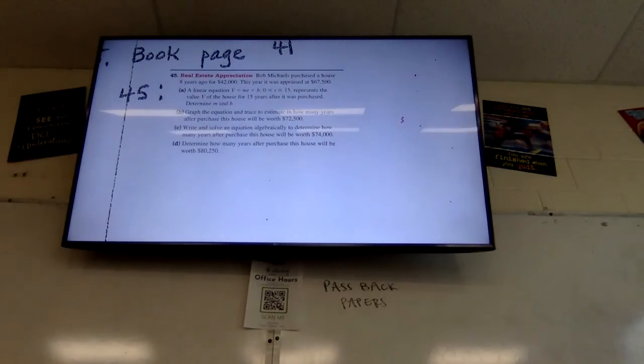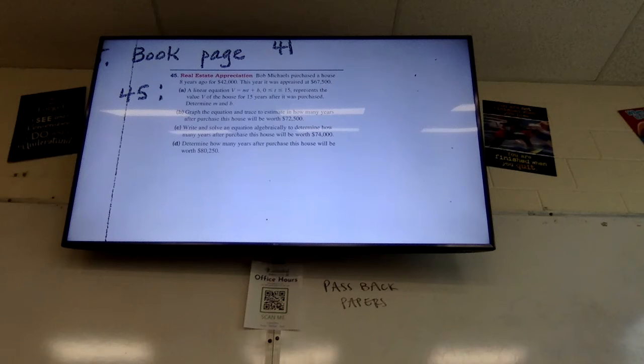And again, you can take a picture of this, or you can just listen and maybe make a couple notes so you know what this problem is asking us later on. This first one's talking about real estate appreciation. So Bob Michaels purchased a home 8 years ago for $42,000. This year it was appraised for $76,500.